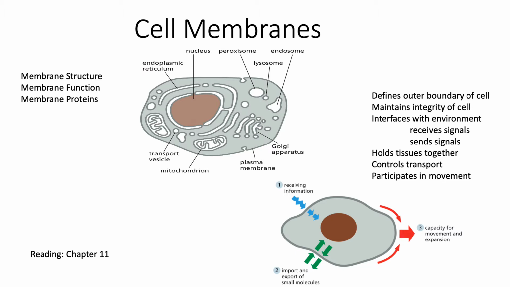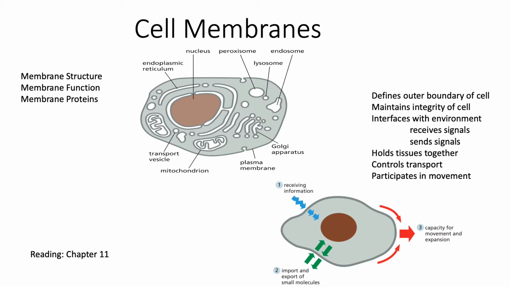But we want to look, particularly, at the plasma membrane. And what I have written on the right-hand side is some of the things that are important. Defines the outer boundary of the cell, maintains the integrity of the cell, interfaces with the environment, which is extremely important, and that's what is actually shown in that little drawing at the bottom. It shows that through the membrane we receive information from the environment. That's important. Holds tissues together, controls transport in and out, and that's also shown at the bottom, number 2, import and export of small molecules.